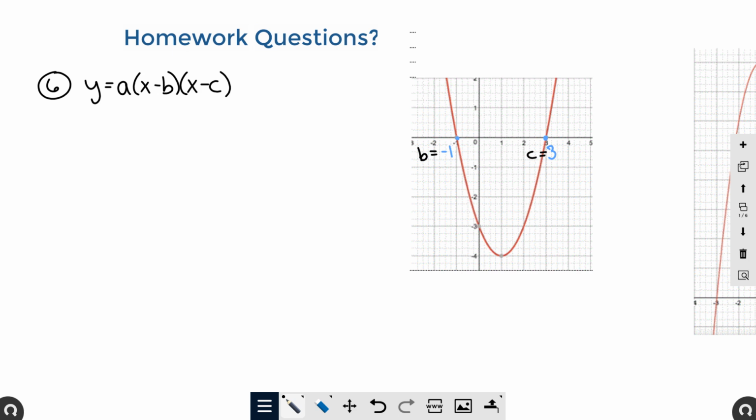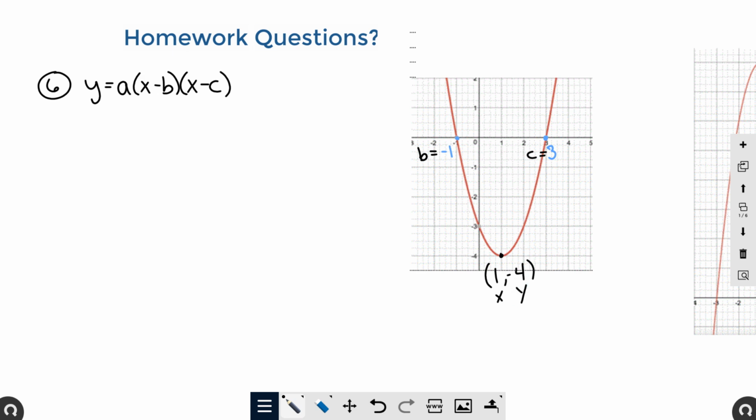Now, those are B and C. Remember, we have to solve for A, so we need just one more point to plug in for X and Y. You could use the vertex. You could use what else? The y-intercept. You could literally use any point on this red curve. Since y'all said the vertex, we'll go with that first. What are the coordinates of this vertex? 1, -4. So that's going to go in for X and Y.